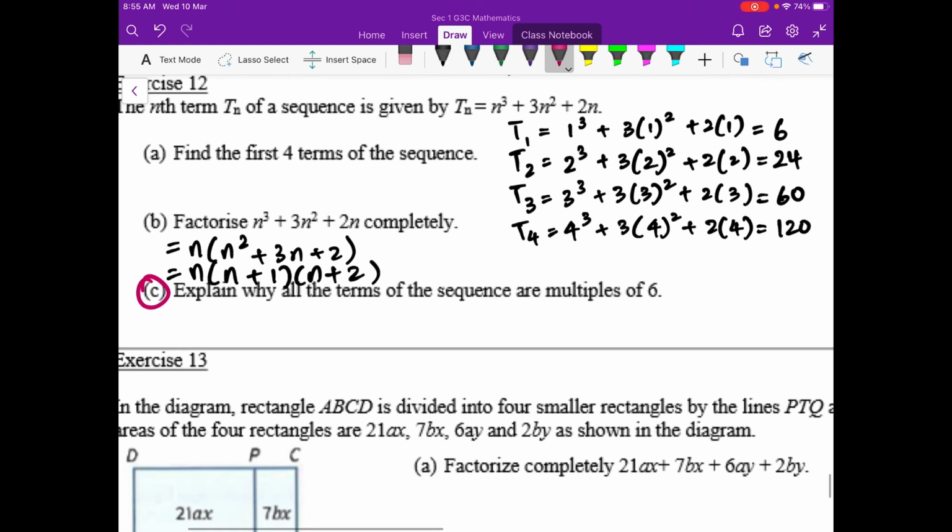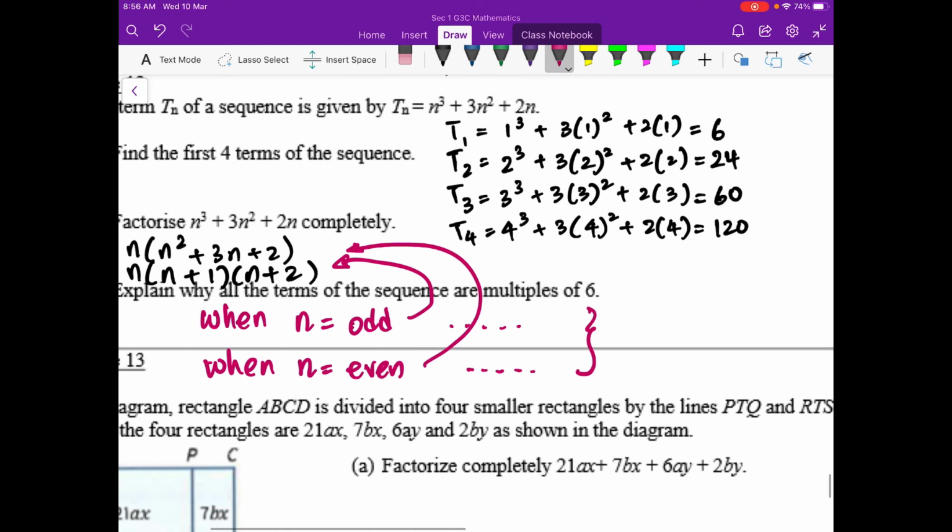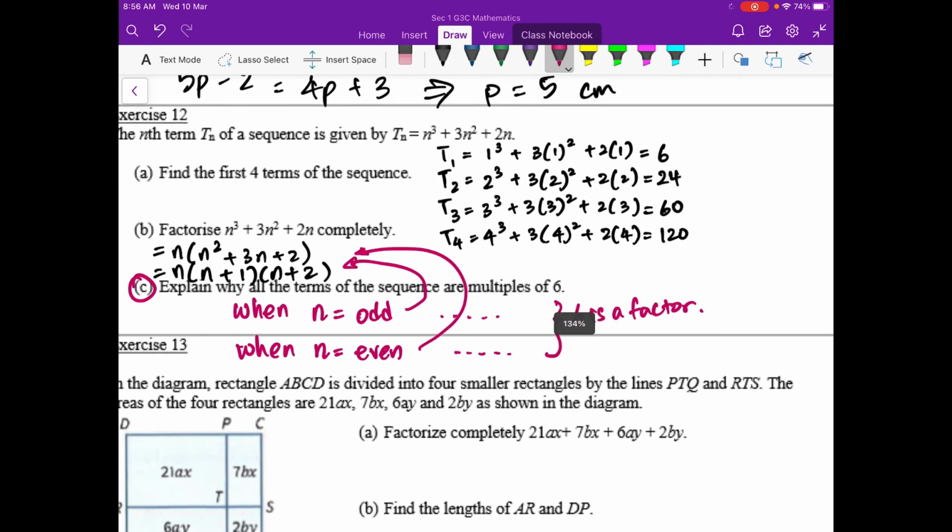Okay, and this is the hint. When n equals to odd, then do the substitution. You substitute it back inside here, you see what happens. Then when n equals to even, same thing, you substitute back inside here, you see what happens. In both cases, you should end up with 6 is a factor. Okay, in both cases, whether it's odd or even, you will find that 6 is a factor.